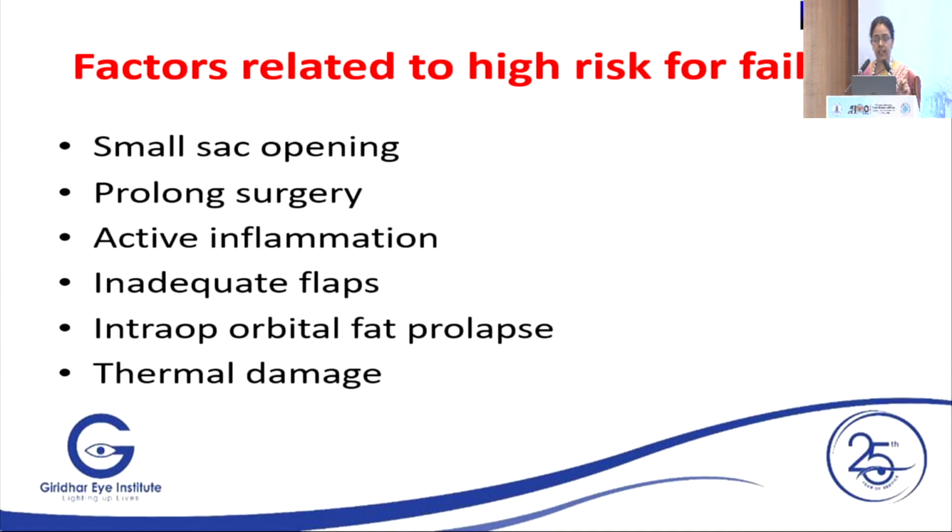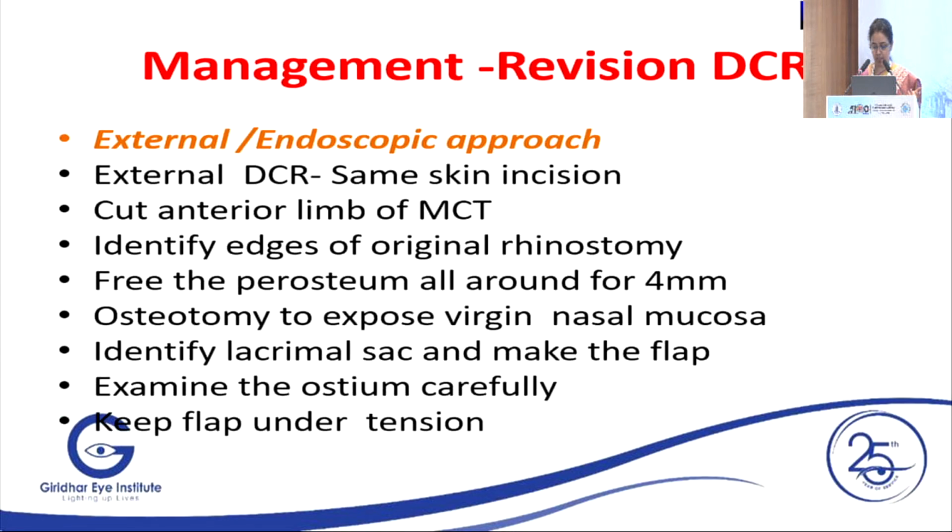So these are some of the high-risk factors. Especially when you operate on a small sac, a small sac opening is high risk for failure. Then a prolonged surgery induces more inflammation and can lead to fibrosis. Operating in an active phase, with active inflammation, also carries a high risk of failure. Then inadequate flaps. And an important thing is intraoperative orbital fat prolapse. If you see fat coming out to the ostium, just cauterize it or excise it. And finally, thermal damage if you are using too much cautery at the ostium.